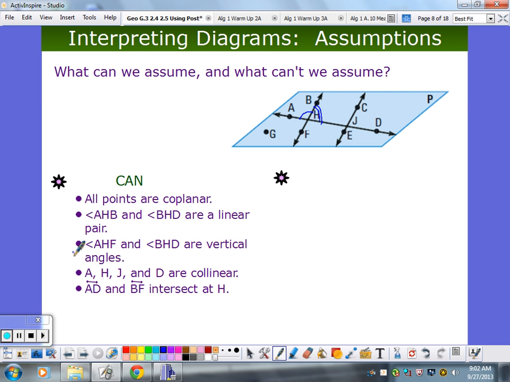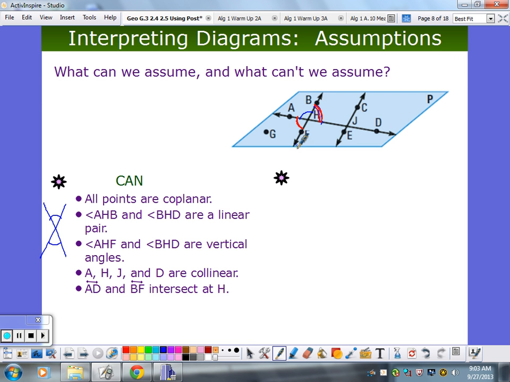Let's see, what else? AHF. Oh, that's this one here. We'll use a different color. Here's AHF, and BHD, that's this guy. We can assume they are vertical angles. How come I can make that assumption? Because they look like it. Whenever I see 2 opposite angles, they are vertical angles. I don't have to question anything. If it looks like vertical angles, they're vertical angles. If 2 lines are intersecting, I have them. You guys already pointed this stuff out. So A, H, J, D, they are collinear. They look like they're on the same line, and they're on the same line. And lines AB and BF intersect at H.